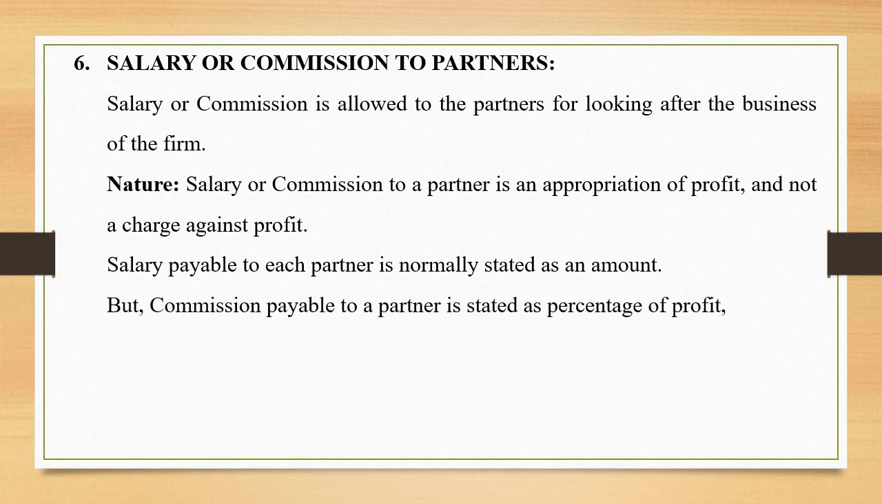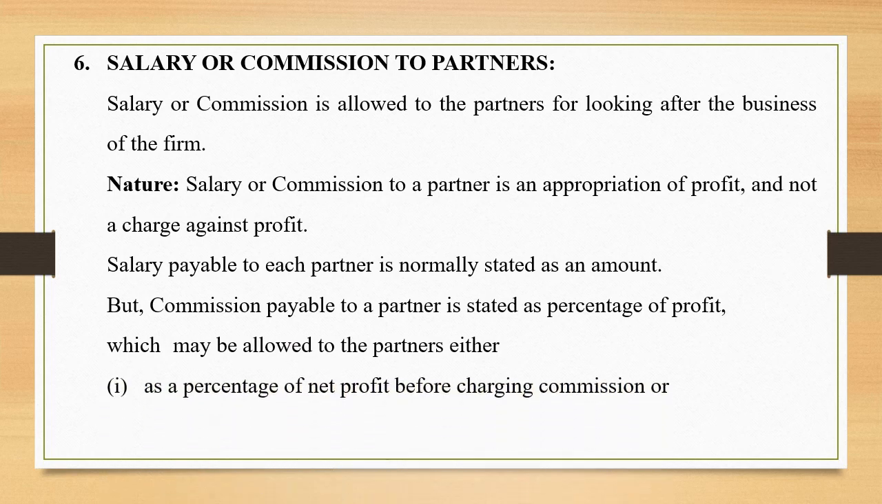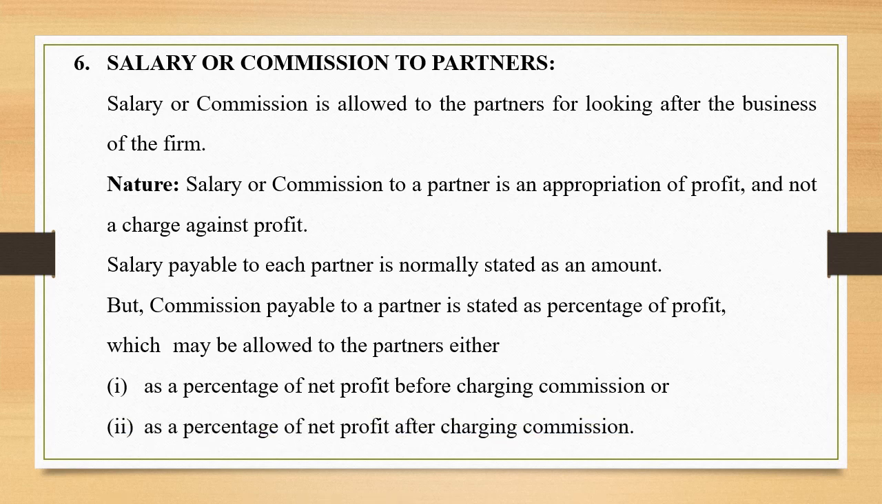But commission payable to a partner is stated as a percentage of profit, and that can be in two ways. It may be allowed to partners either as a percentage of net profit before charging commission, or as a percentage of net profit after charging commission. Let us see how the commission is calculated.